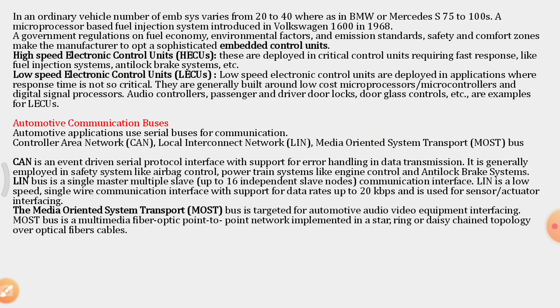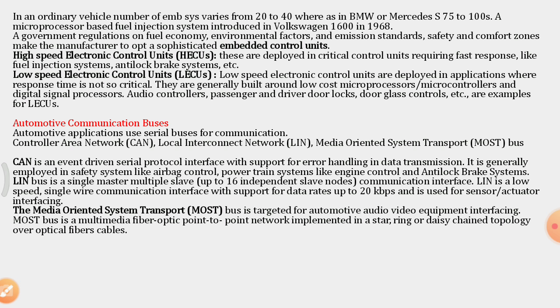Whereas in high-end vehicles like a BMW or Mercedes S-class, it is 75 to hundreds of embedded systems. A microprocessor-based fuel injection system was introduced in the Volkswagen 1600 in the year 1968. So at the start of embedded systems, a microprocessor-based fuel injection system was introduced by the Volkswagen company.